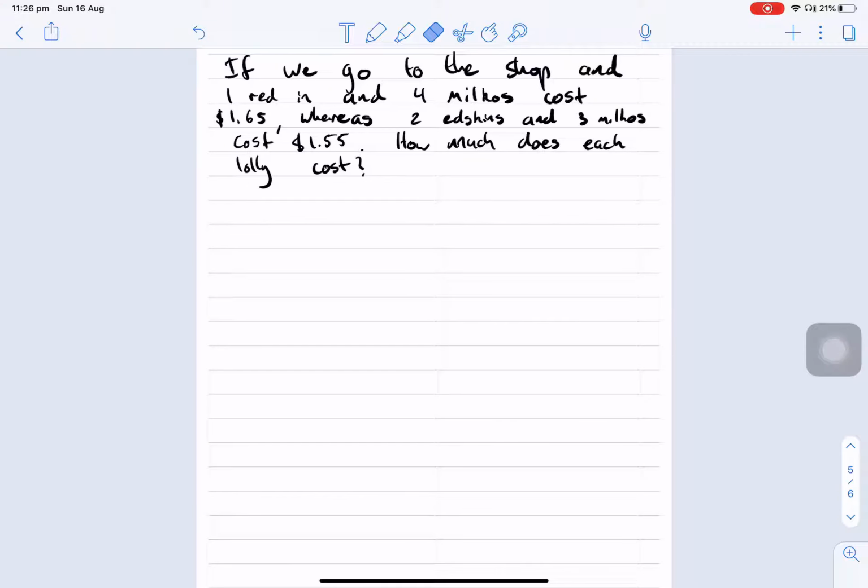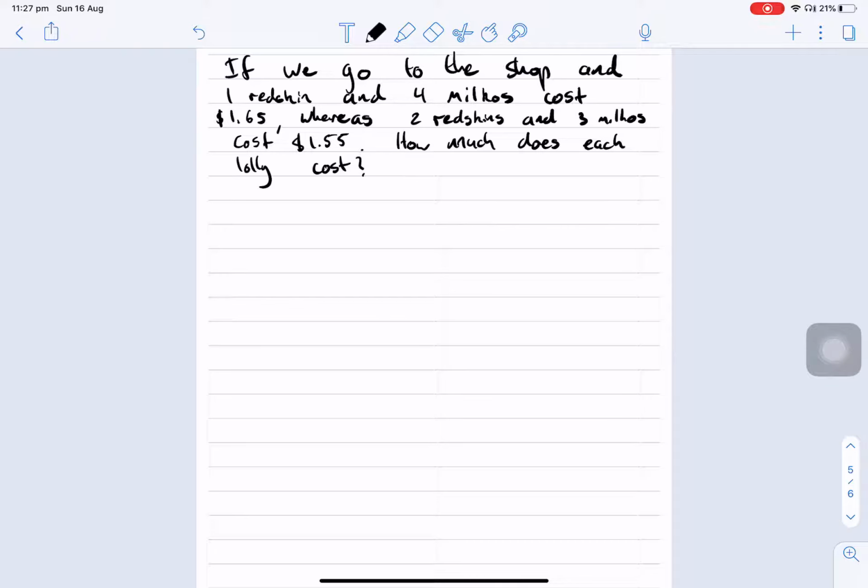Hey team, we are looking at simultaneous equations. We're going to look at the applications of simultaneous equations in a real world context. We have a question that says if we go to the shop and 1 redskin and 4 Milkos cost $1.65, whereas 2 redskins and 3 Milkos cost $1.55, how much does each lolly cost?